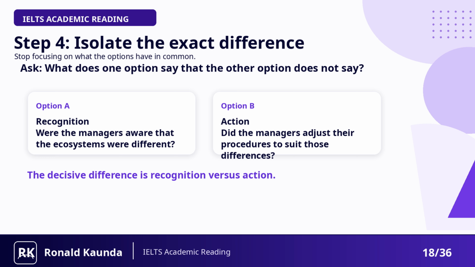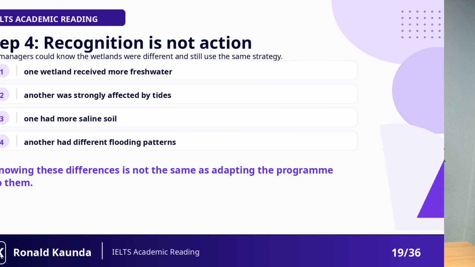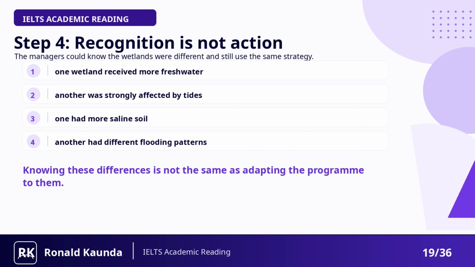Option B is about action. It asks whether the managers adjusted their procedures to suit those differences. These ideas are related, but they are not identical. The managers could recognize that the wetlands were different and still apply almost the same strategy to all of them.